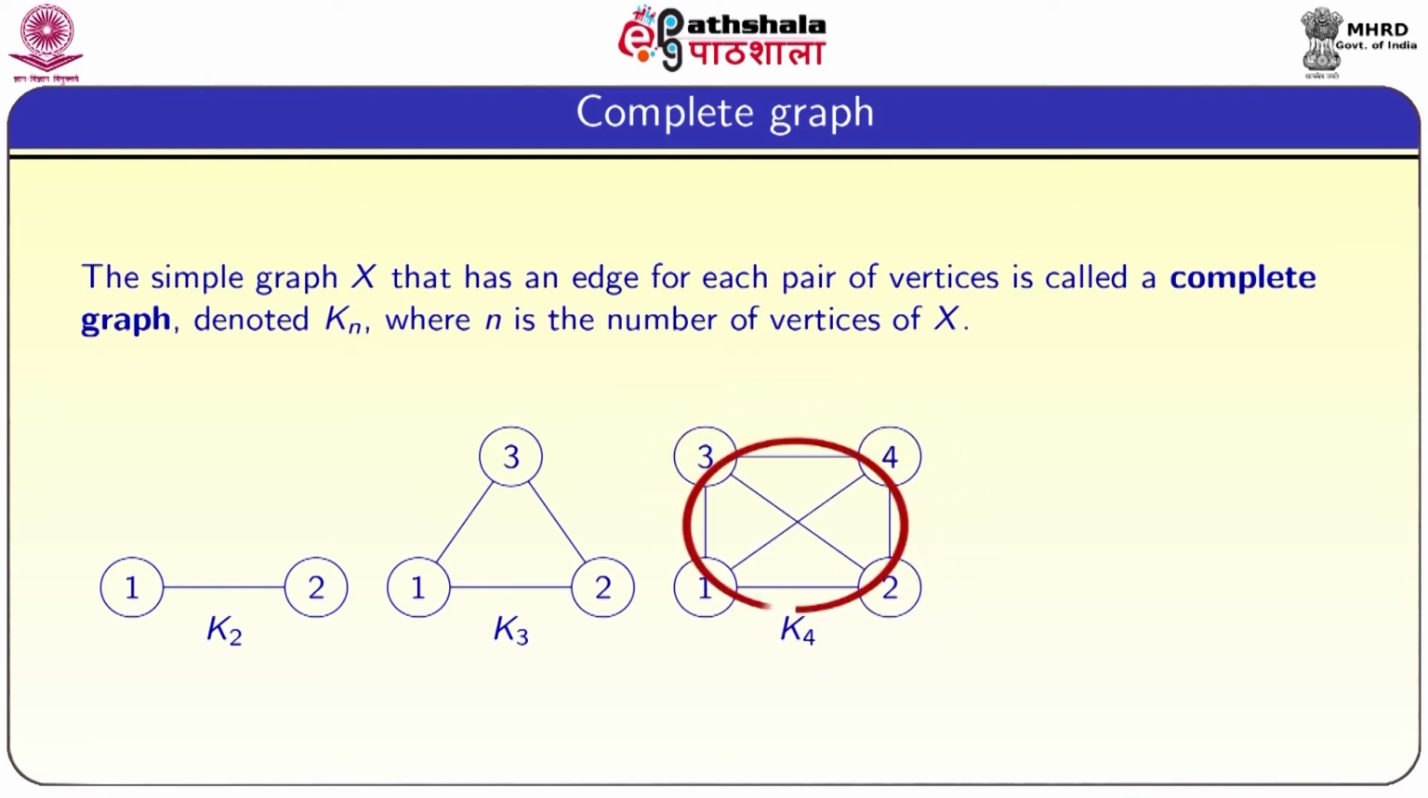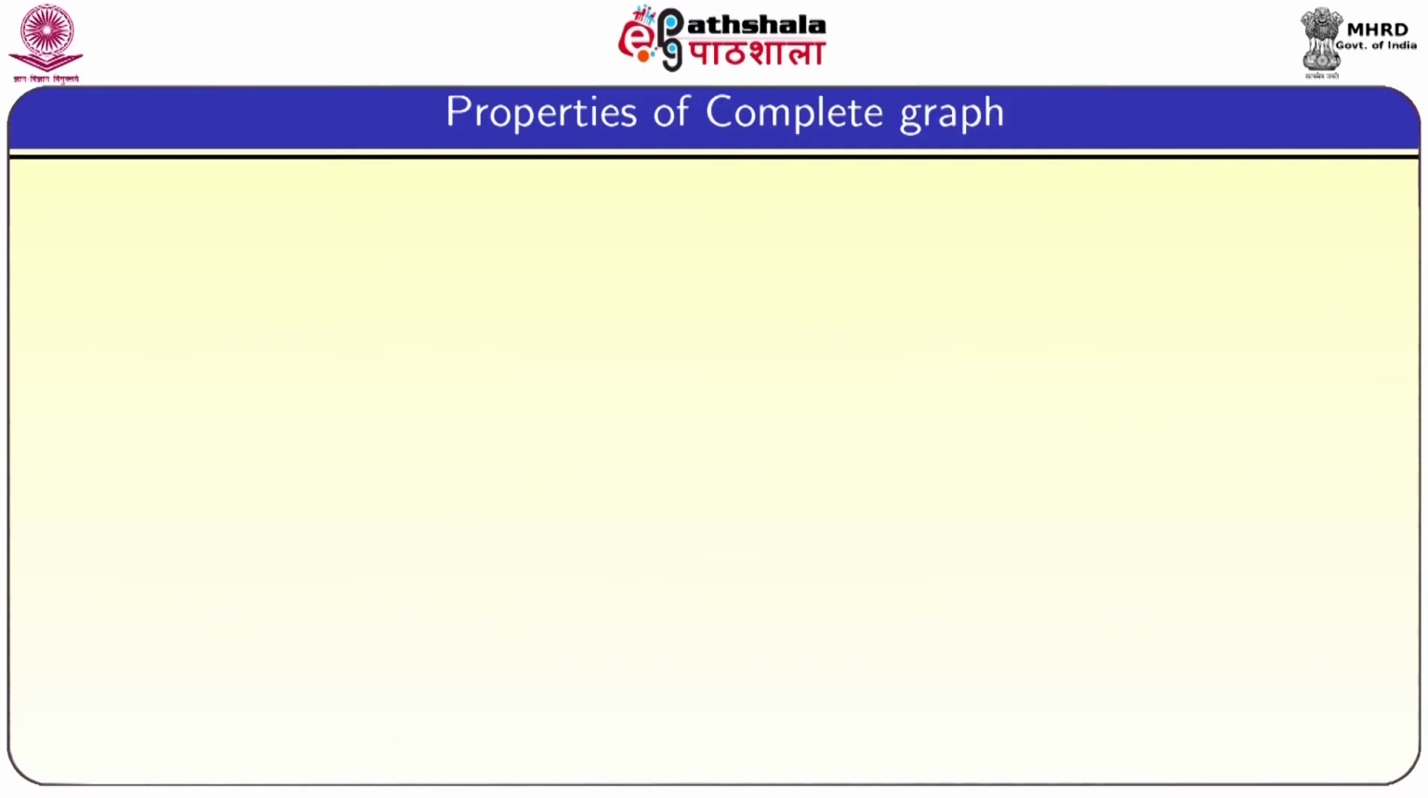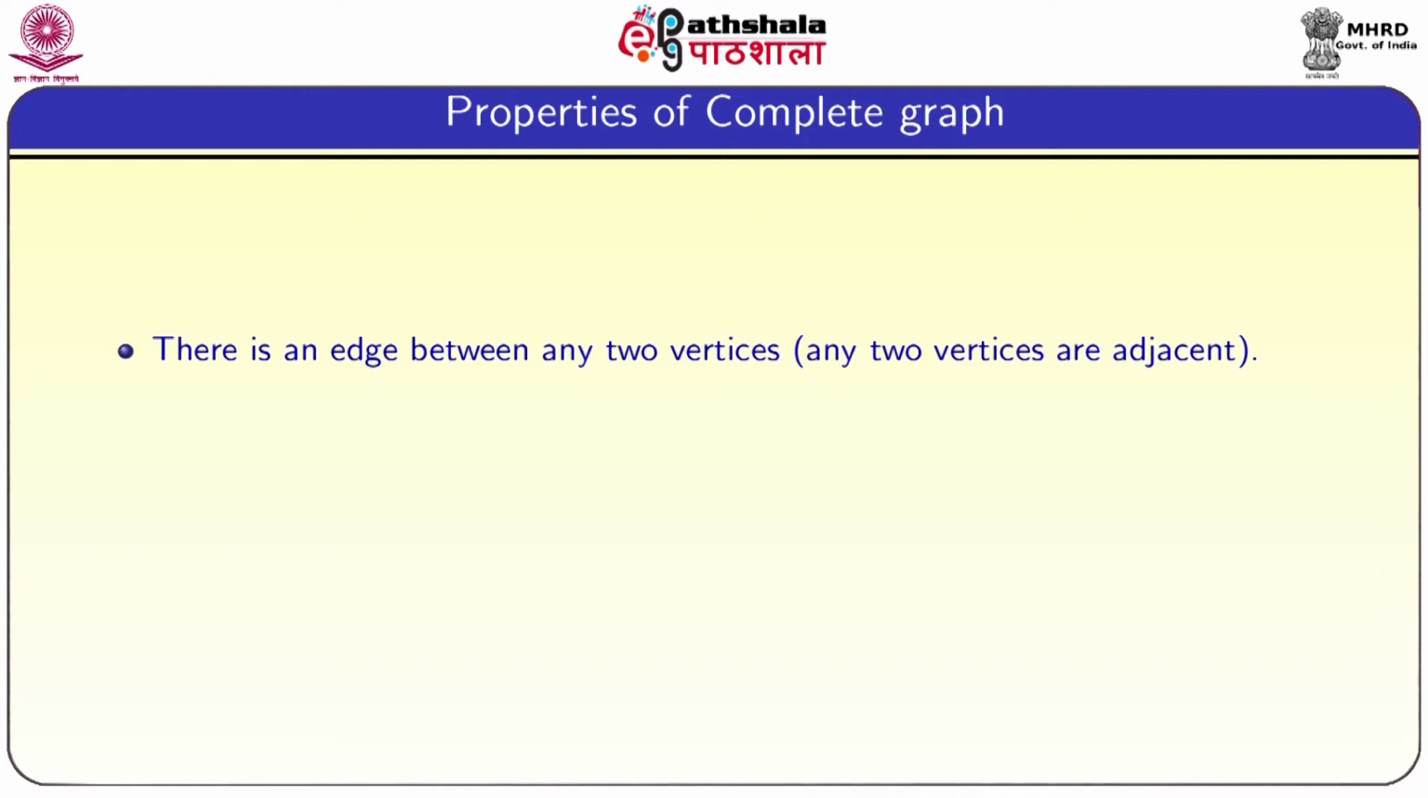K4 has four vertices and there is an edge between any two vertices. Similarly K5. So these are the examples of the first few complete graphs. Actually K1 is just one vertex. Now we will look at a few properties of this complete graph.